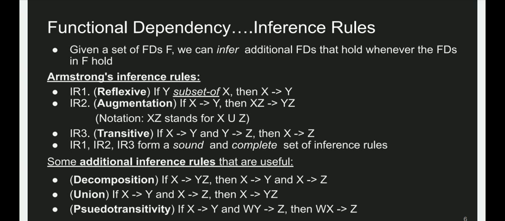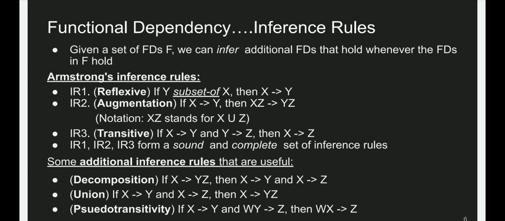The next one is transitive. You might have heard about transitive functions. If X determines Y and Y determines Z, then X determines Z. These are the set of inference rules. Some additional inference rules are also there, which are decomposition: X determines YZ can be decomposed into X determines Y and X determines Z. And union: X determines Y and X determines Z can be combined to form X determines YZ.